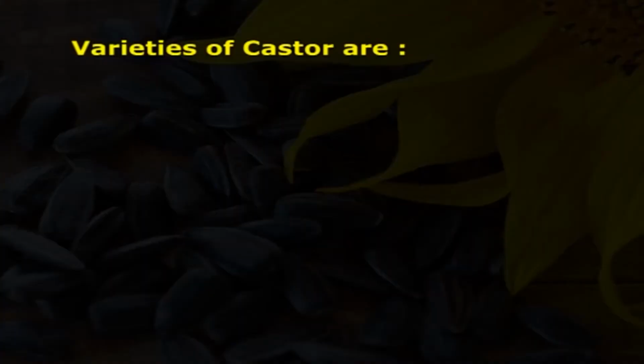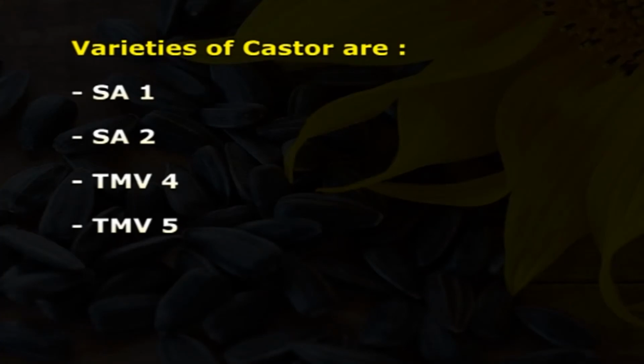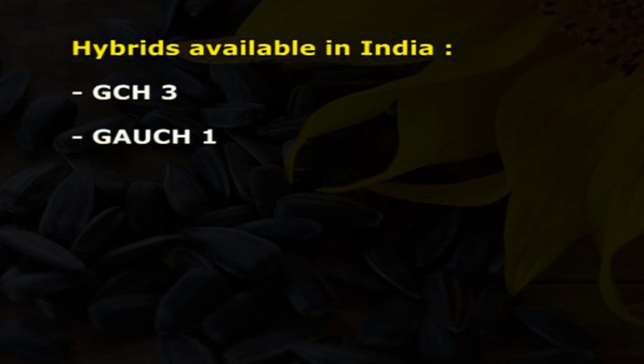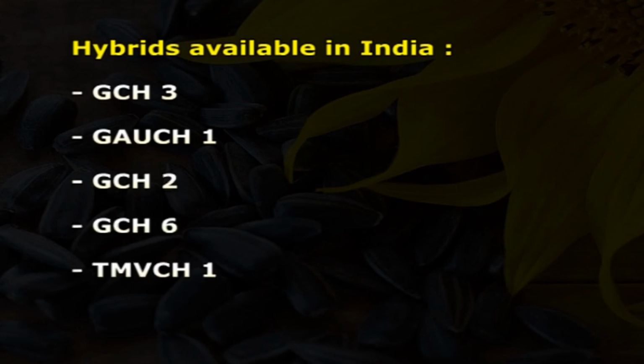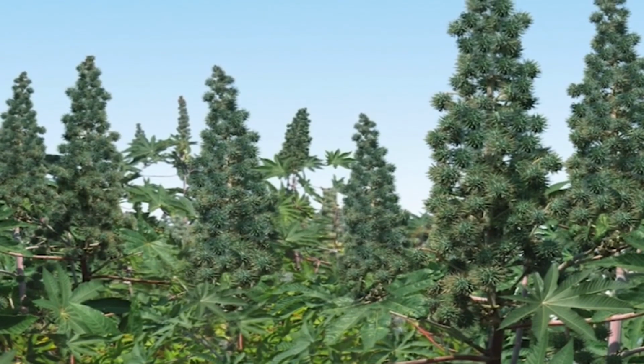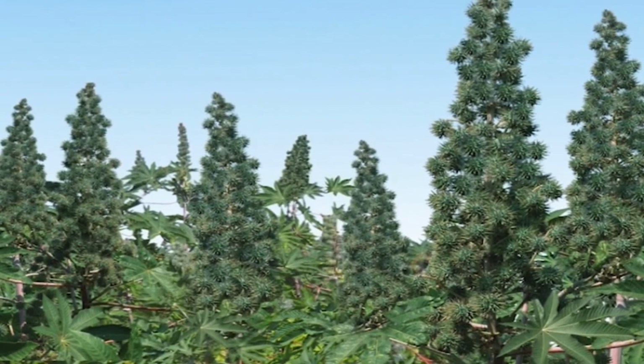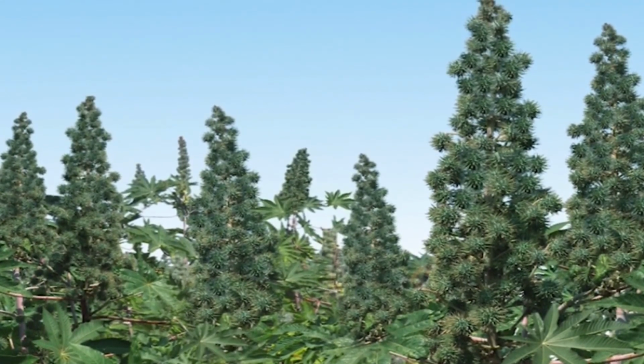Varieties of castor are SA1, SA2, TMV4, TMV5, TMV6, CO1, etc. The hybrids available in India are GCH3, GAUCH1, GCH2, GCH6, TMVCH1 and YRCH1. India is the largest producer of castor in the world. In India, Gujarat is the leading state, followed by Andhra Pradesh.